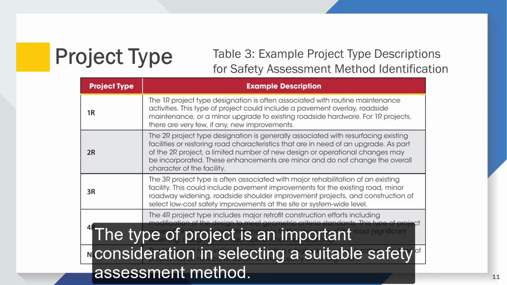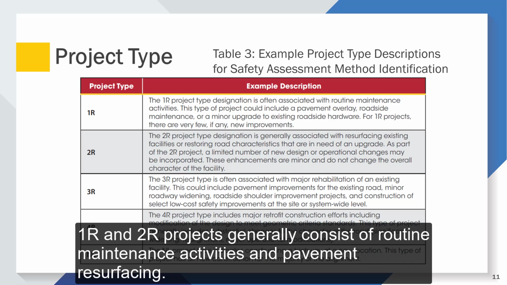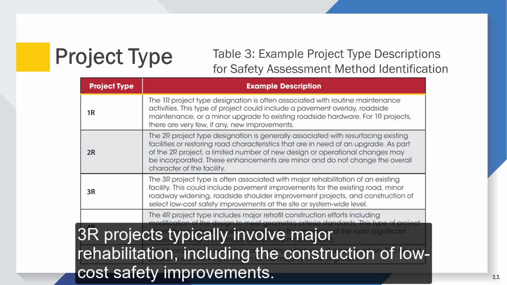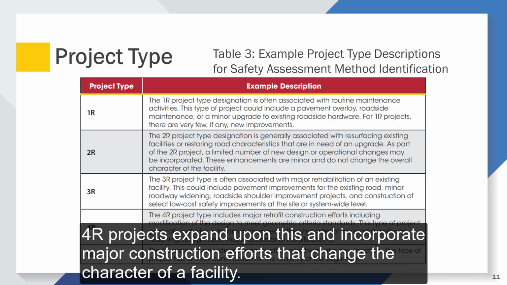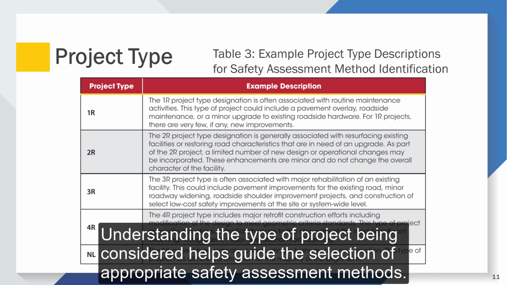The type of project is an important consideration in selecting a suitable safety assessment method. These project types represent varying levels of pavement work. 1R and 2R projects generally consist of routine maintenance activities and pavement resurfacing. 3R projects typically involve major rehabilitation, including the construction of low-cost safety improvements. 4R projects expand upon this and incorporate major construction efforts that change the character of a facility. Finally, the NL project type refers to projects on new locations. Understanding the type of project being considered helps guide the selection of appropriate safety assessment methods.